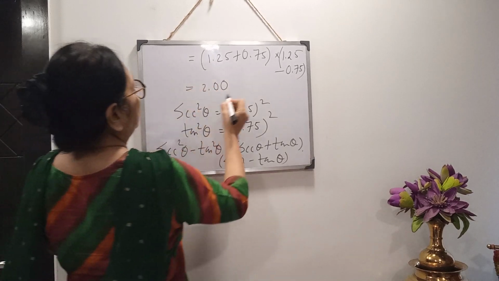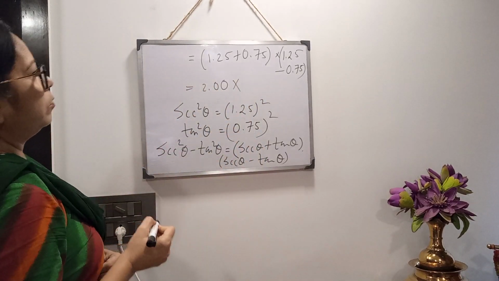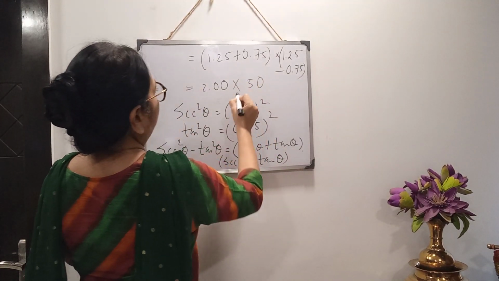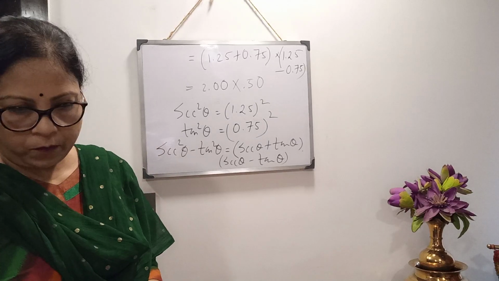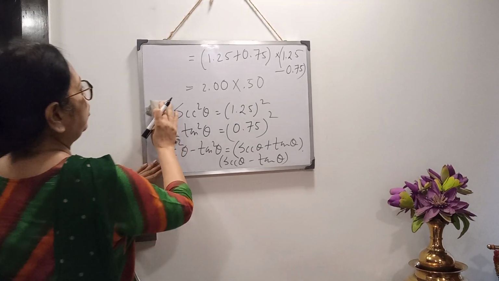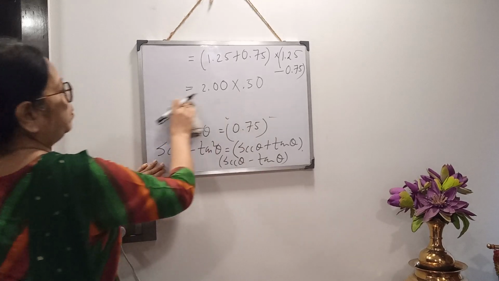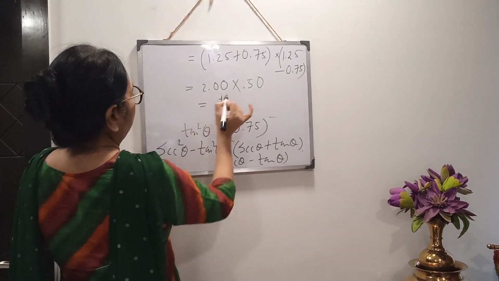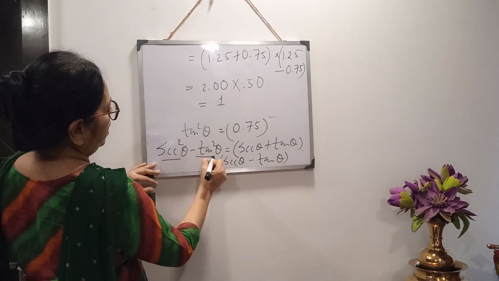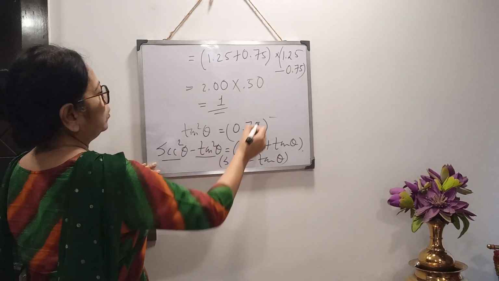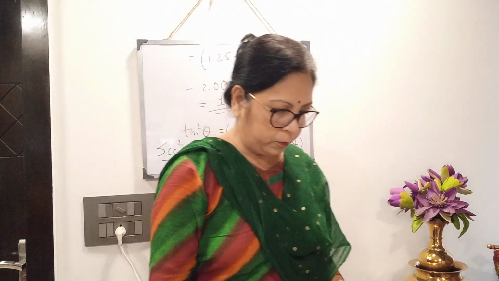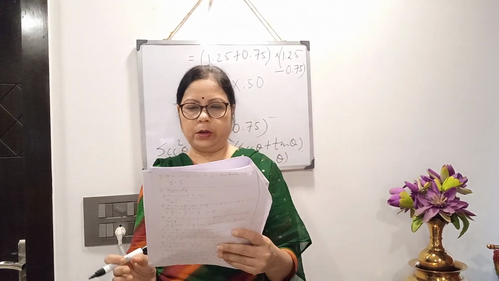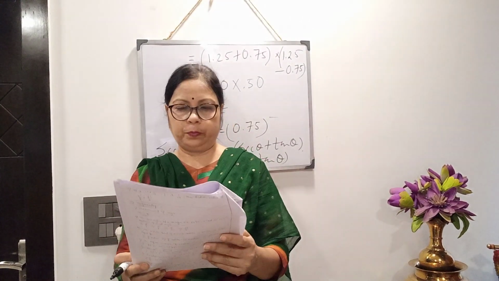Now if you add, 2 is coming here, and here 0.50 is coming. Clear? 2 into 0.50. Now if you multiply 2 and 0.50, you will get 1. So what are we getting? Sec square theta minus tan square theta equals 1. So this set of values satisfies this relation. So which one is correct? Number 2. Clear?